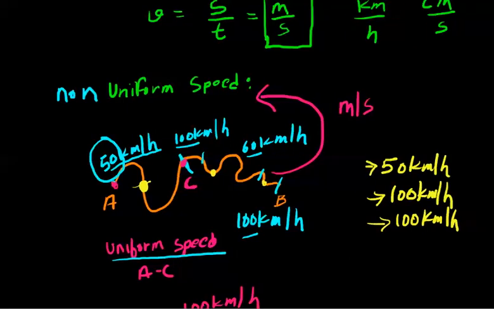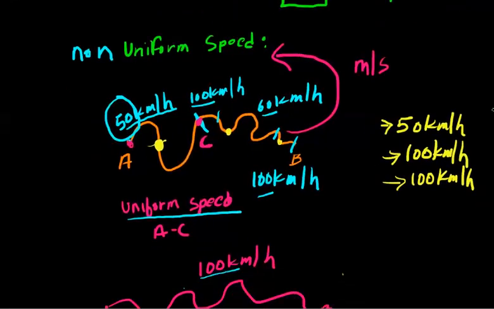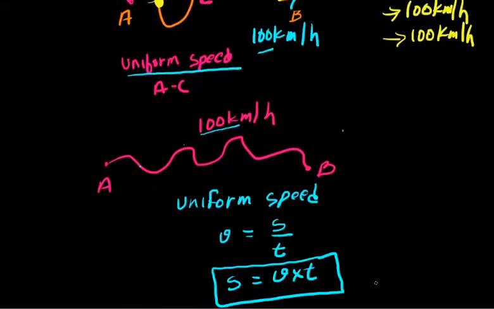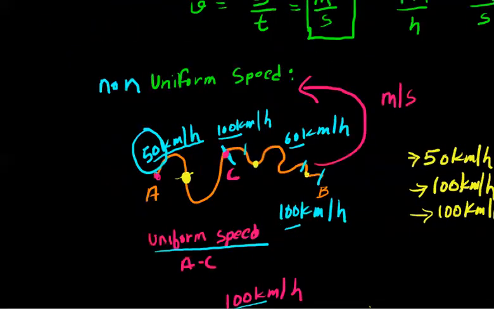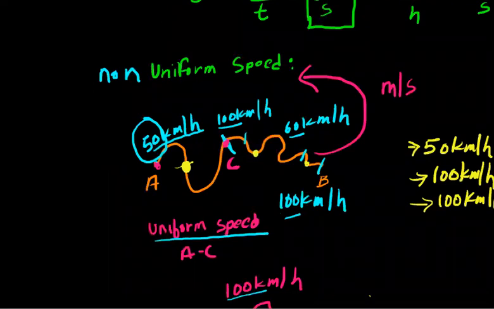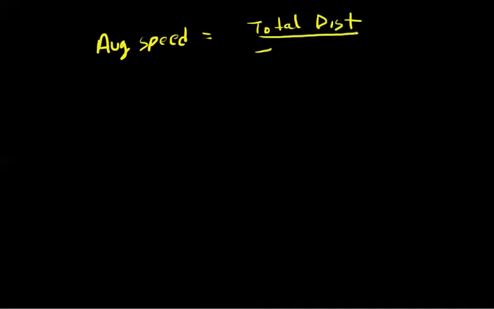Now let's finish the last part for speed, which is the average speed. I'm running out of room over here, so I'm going to delete this. Okay, let's see what average speed is. Average speed equals total distance divided by total time.